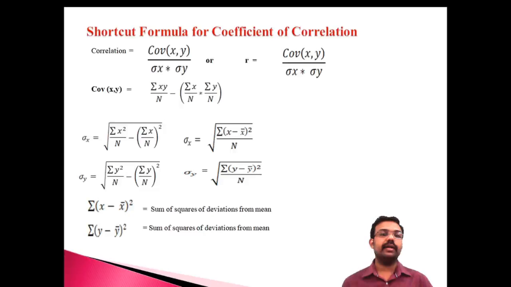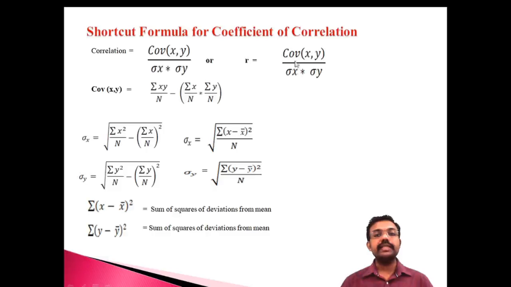What is the shortcut formula? The shortcut formula for correlation is r equal to the covariance of xy divided by the standard deviation of x into the standard deviation of y. That is the shortcut formula, where COV is the covariance of xy. That means r, the correlation, is r equal to covariance of xy divided by standard deviation of x times standard deviation of y.